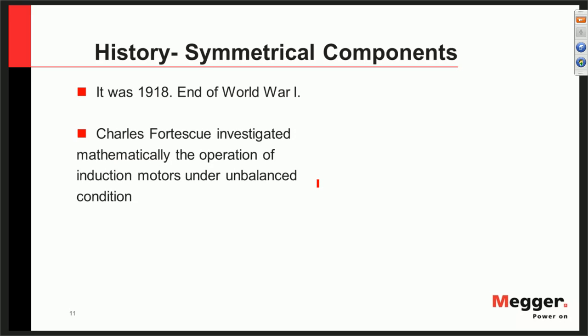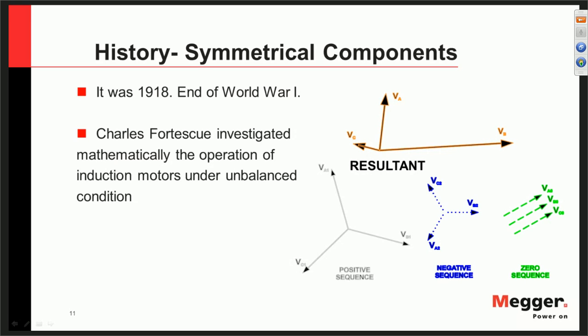So what he did was, let's say he was having an unbalanced system like this. According to his theory, this unbalanced system could be resolved into three symmetrical vectors, which he called positive sequence, negative sequence, and zero sequence. Let me explain a little bit more detail about this.